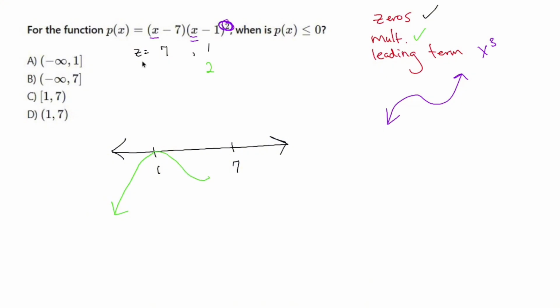I'm going to come back down, and since the multiplicity of this guy is an odd number, I'm going to go through 7. Now my job is to find out where this is less than or equal to 0. In other words, where is this below or touching the line? I'm allowed to touch the line because it's allowed to be or equal to.